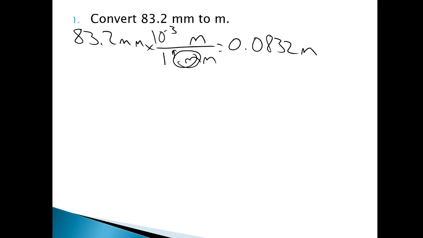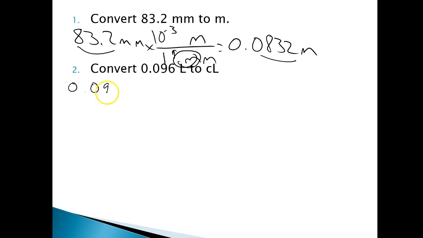And here's the other nice thing about the metric system. All it is is moving the decimal around. It doesn't change this 832 at all. That's still there. It just moves the zeros around. In terms of sig figs, that has 3. So does this. Remember, leading zeros don't count. Okay?